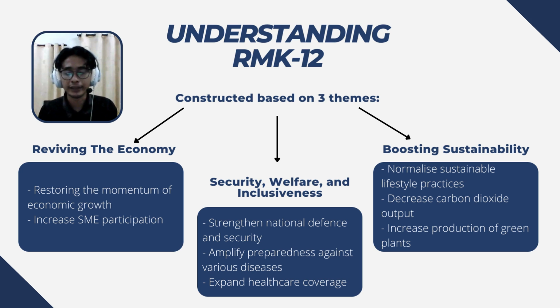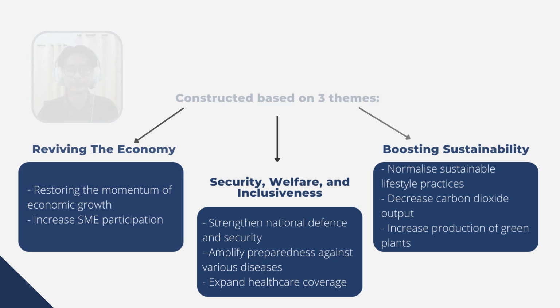Another way to boost sustainability is by decreasing carbon dioxide output. Climate change is one of the hottest topics at the moment. As we all know, there was a time when scientists were protesting and showing their emotions towards climate change, saying we should drastically try to reduce carbon dioxide output. So this should be done in Malaysia as well. And the third one would be to increase production of green plants. This pretty much means that we need to plant more trees or maybe have a garden by our home. Another way is to also decrease deforestation.